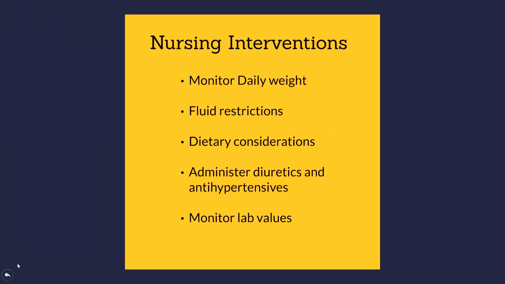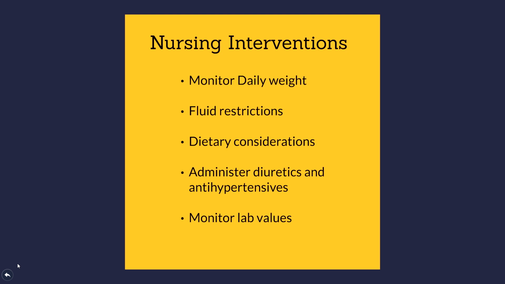Some of the nursing interventions for this fluid volume excess would be: 1, monitor daily weight at the same time every day. In the absence of the pillows and blankets, if those are on the bed, make sure it's being accurately measured. Fluid restrictions, again, fluid volume excess, so they might be on dietary considerations as far as a low potassium diet, but the fluid restrictions as well.